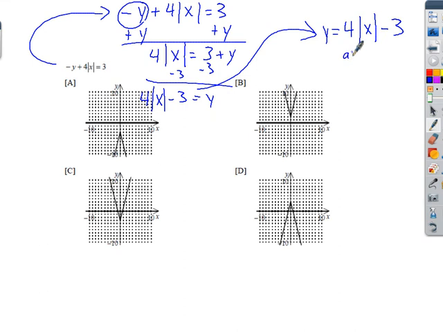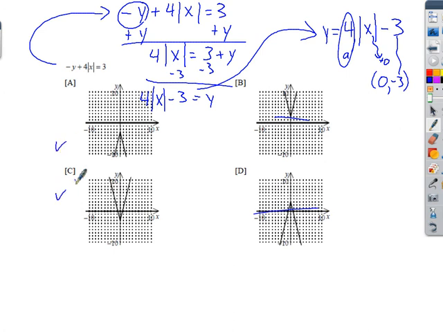So we've got a value of 4. There's no h in there, so I'm going to expand it to say plus 0. So I know my h is 0 and my k value is -3. So 0, -3, it's not that one, not that one. Those are up too high. These A and C check off.